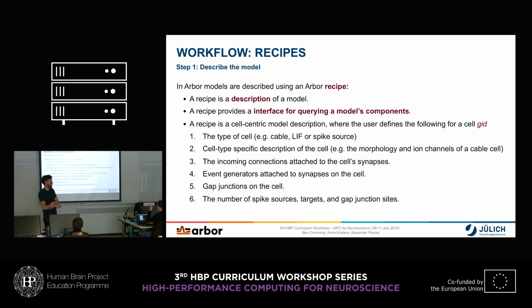And then the incoming connection to that cell's synapses. So a list of all the connections that come into that cell. So you basically write this interface that will describe all these things. And there's also the gap junctions on a cell, which we're not going to look at today. And you also have to say how many sources, targets, and gap junction sites there are. We'll see this in the hands-on.